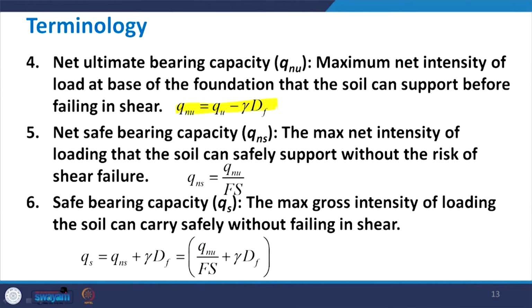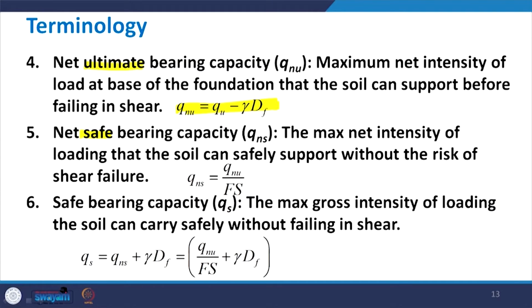Again, to find the net ultimate bearing capacity, we subtract the weight of the soil column, which is minus gamma df. So, QNU is QU minus gamma df. Then for design purposes, instead of net ultimate bearing capacity, we require what is called safe bearing capacity. So, there is a difference between the word ultimate and the word safe.